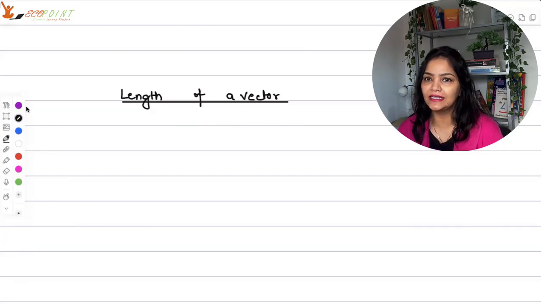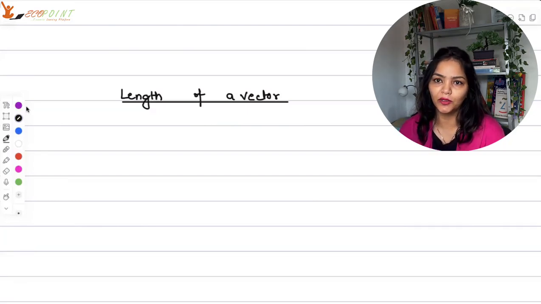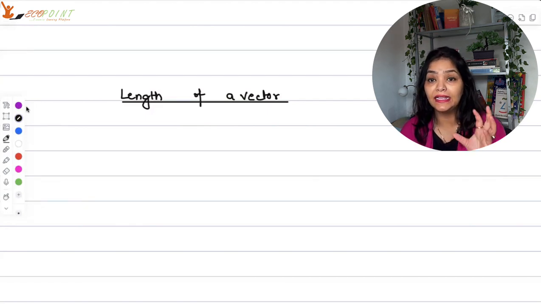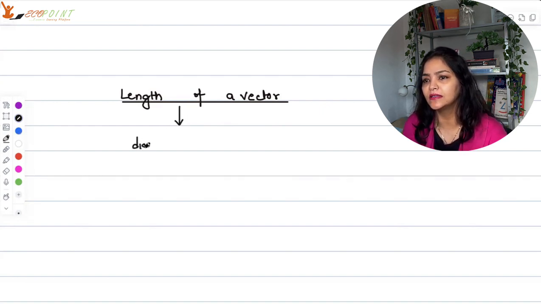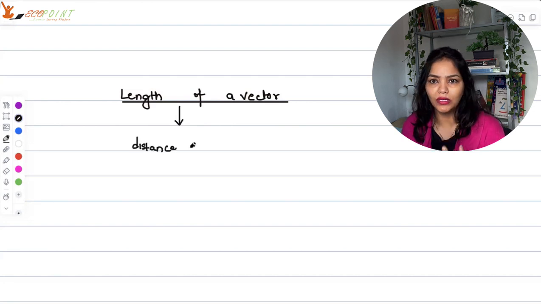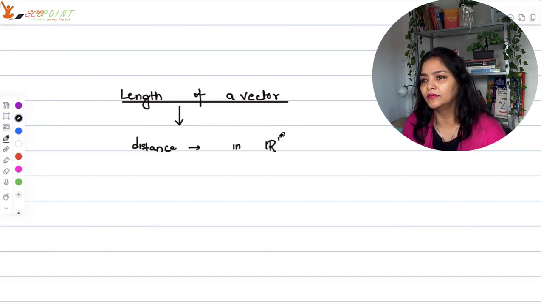In the previous class, I discussed the concept of linear combination with you guys. Today, I want to talk about the length of a vector. Length of any vector, this concept is associated to distance. So before we talk about what is length of a vector, let's talk about distance between 2 points in Rn.